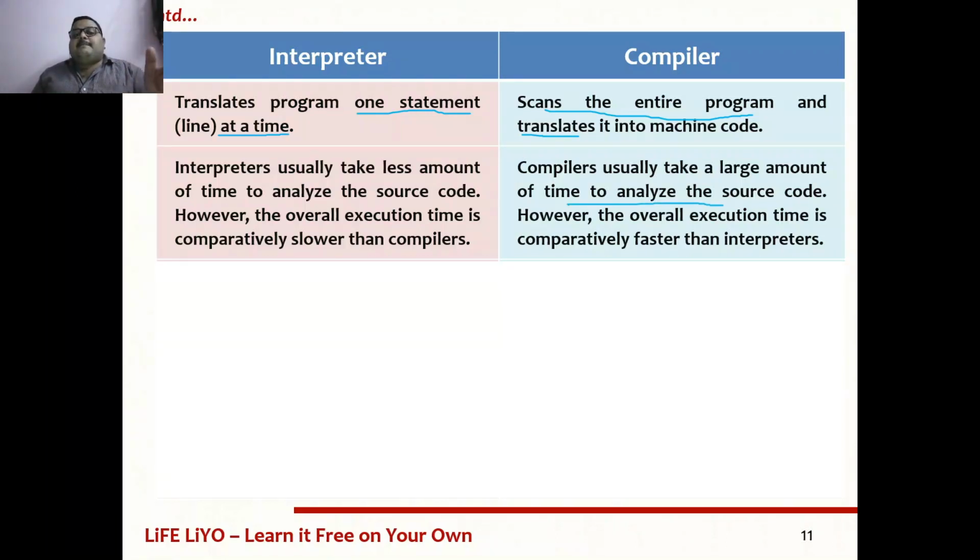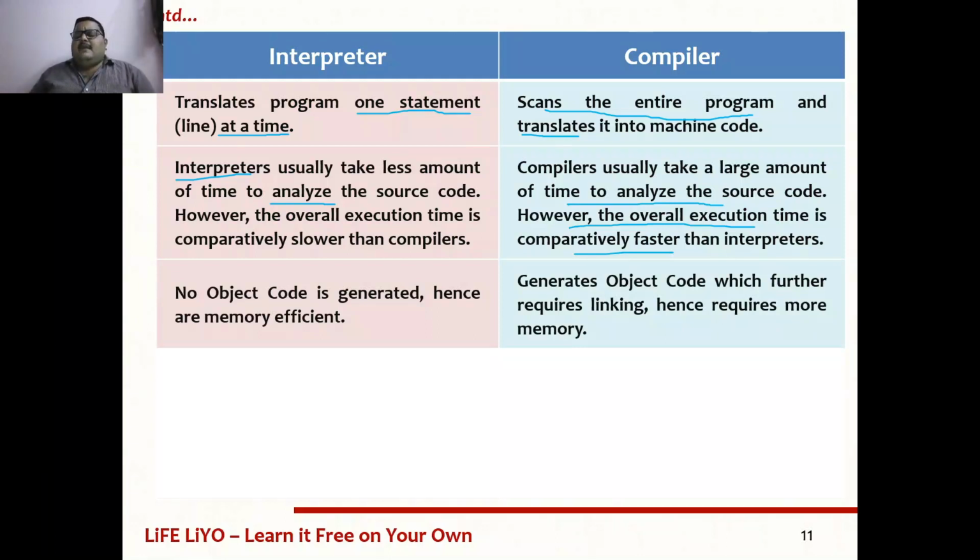However, interpreters are slow in execution because the first one has to be verified, the second one, third one, fourth one, fifth one, sixth one. Like this, no error should be there in the interpreter. But in the compiler, if you rectify all the errors at a time, then it will provide the fastest execution. That is, compared to the interpreter, the compiler is faster in execution, but for analysis, the interpreters are faster.